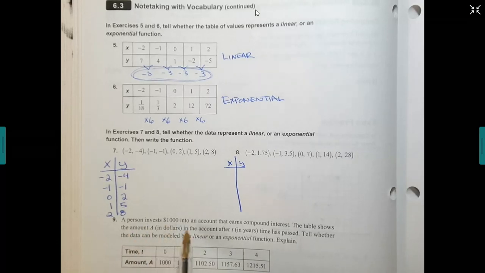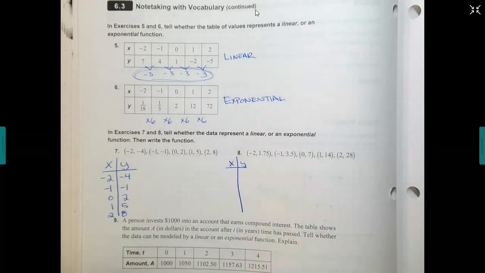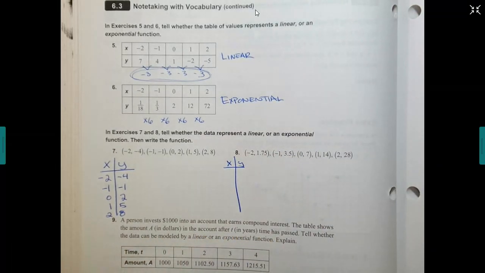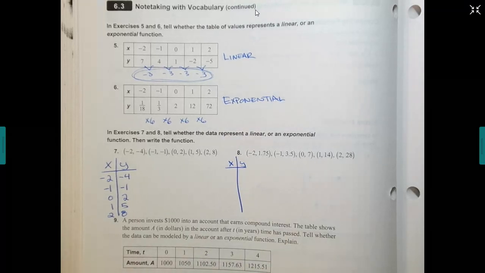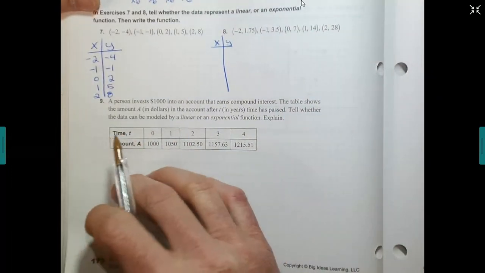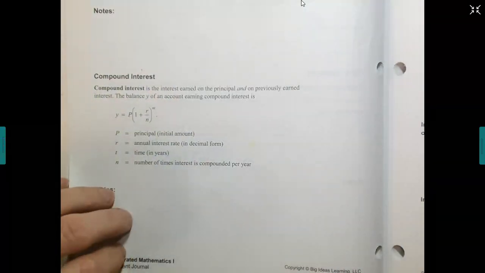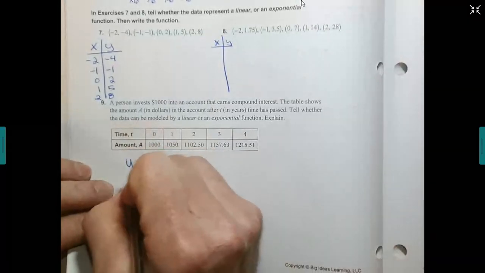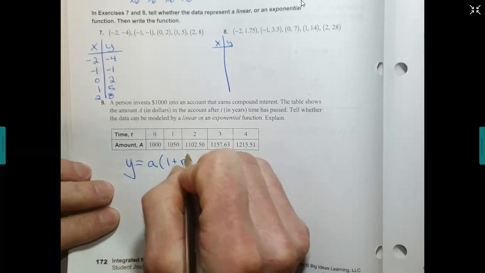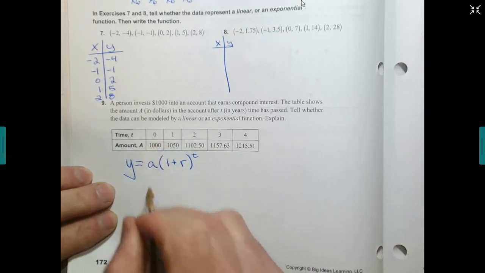All right, a person invests into an account that earns compounding interest. Well, what we're going to do, the table shows the amount after 1 year. So we have our equation, if you remember. Oops, let's move this up. We have our equation from yesterday, which says y equals our original amount times 1 plus r to the time power. So here we have our original amount.